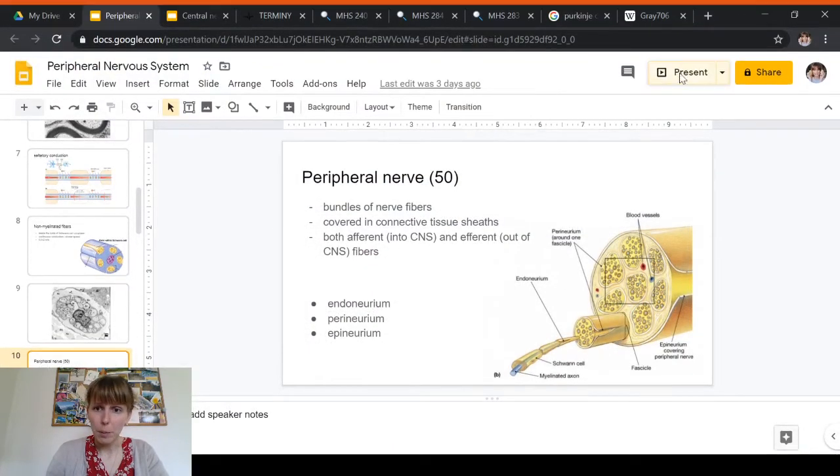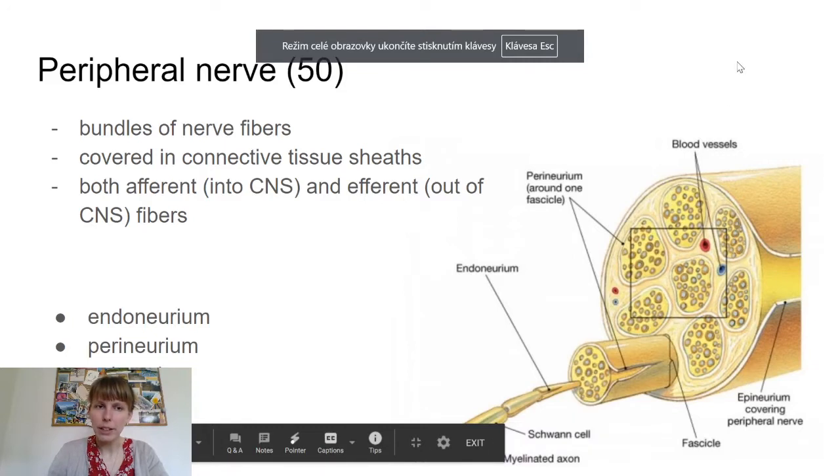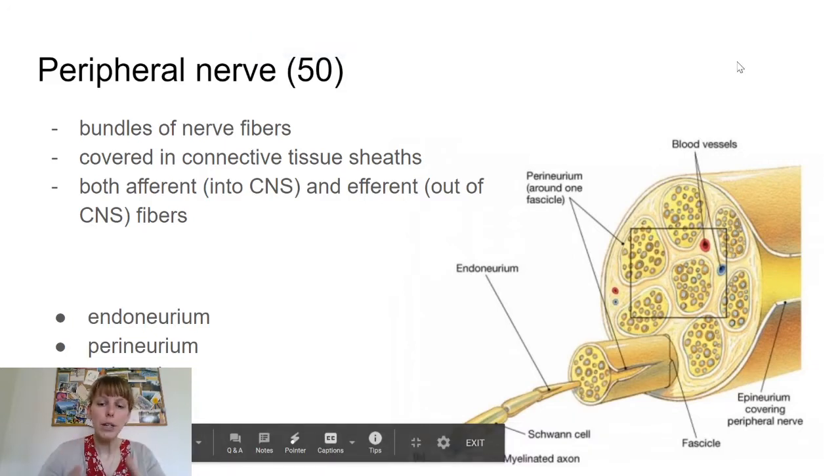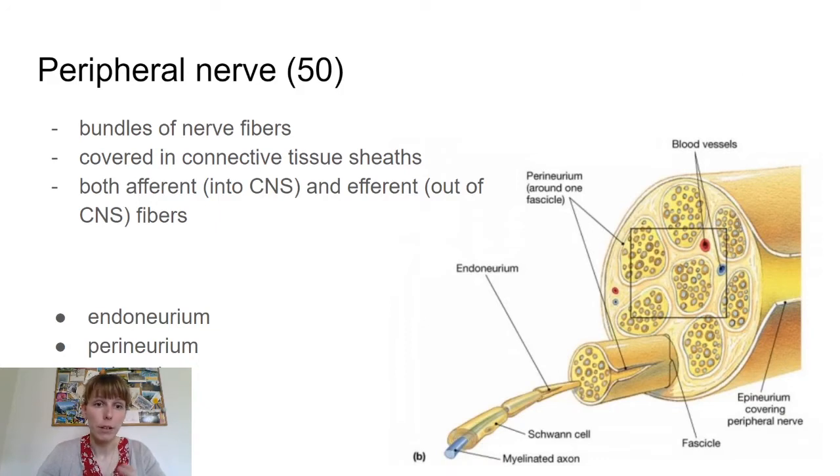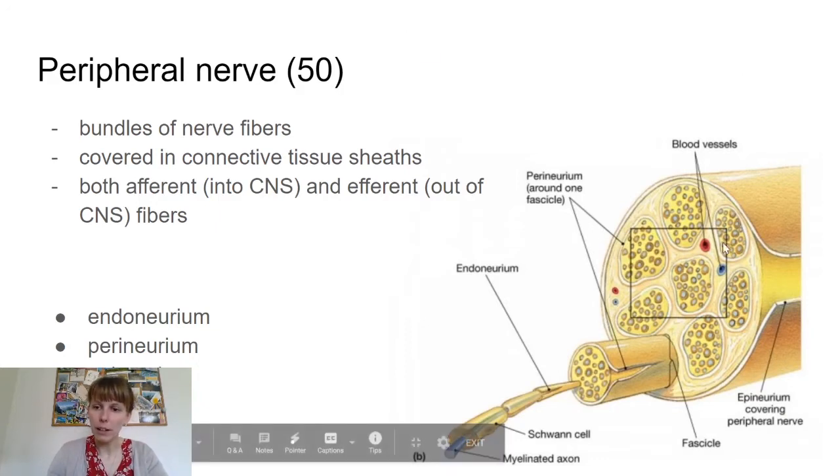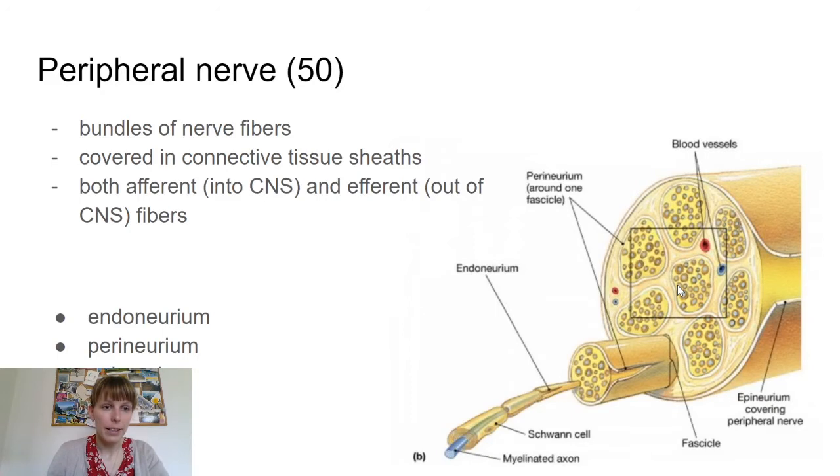So the peripheral nerve, what it really is, is a big group, a bundle of nerve fibers. And this whole bundle is covered in connective tissue, and this whole thing is what we call a nerve. So it's not just one axon, it's many, like hundreds of them. And so in one of these peripheral nerves, you have both afferent and efferent fibers. It's interesting to realize that one nerve that you see in the body is not just carrying information one way, but it's usually both ways at the same time.